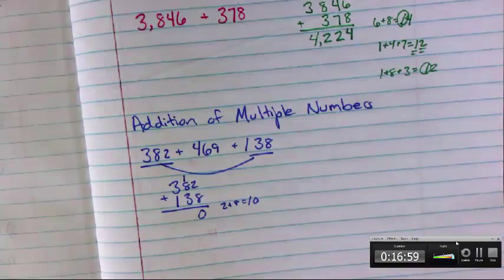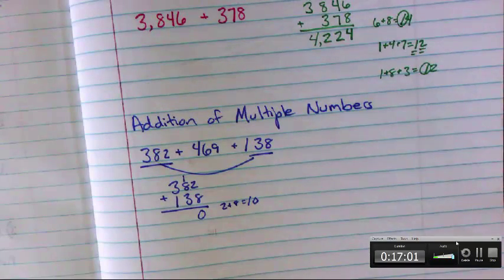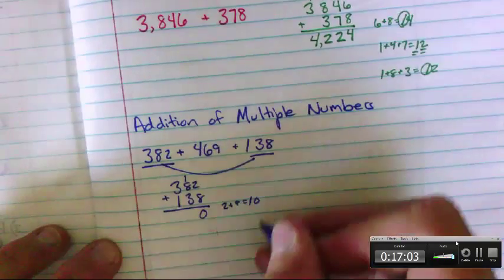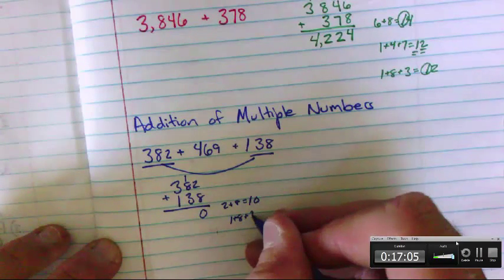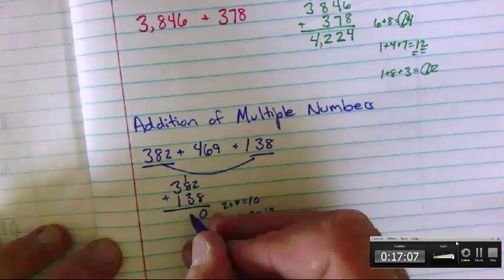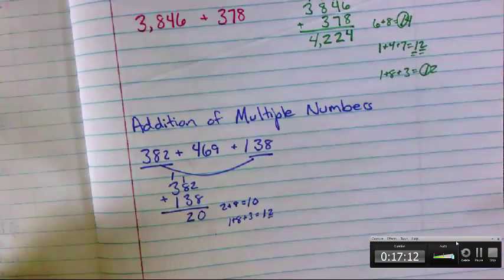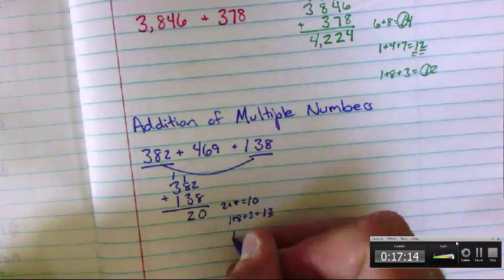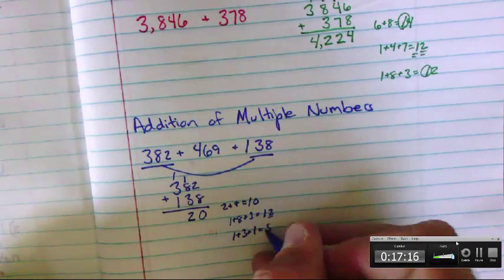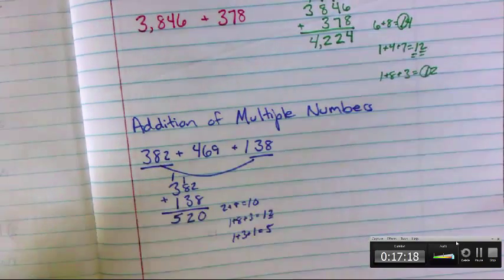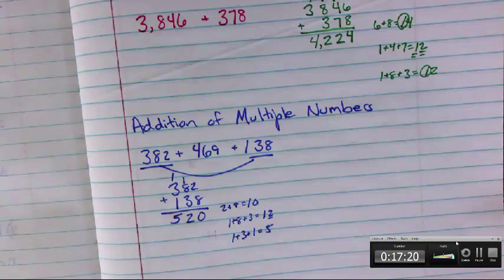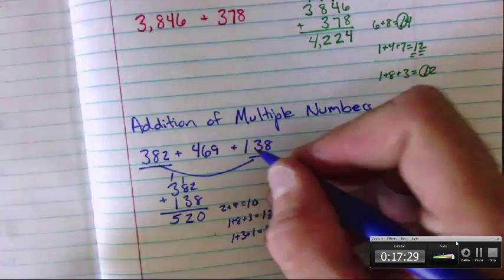And then we just run through this exact same algorithm. We would do 2 plus 8. We add up the 1s. That makes 10. So we have 0 1s, and we have 1 10. So we have to carry that 1. Then we have 1, 8, and 3, which makes 12. We write the 2, and we carry the 1. And then 1, 3, and 1 add up to 5. So those add up to 520.